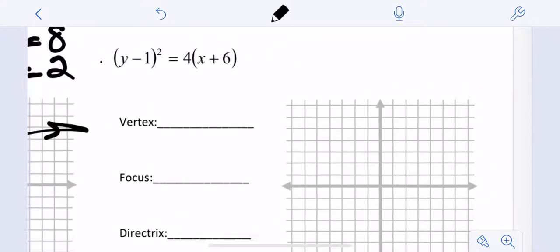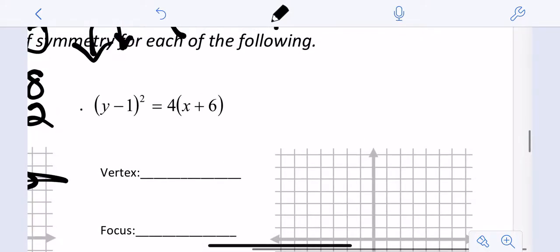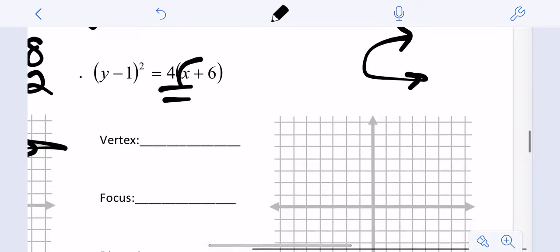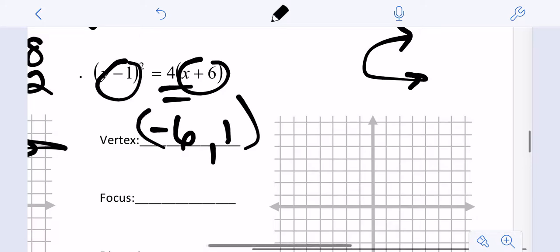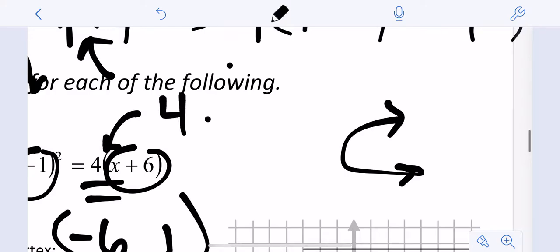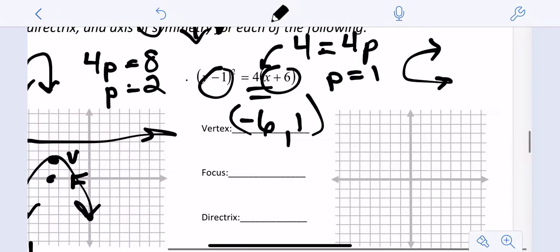All right, and then lastly, let's look at this one. I see y is squared, so this is either going to open left or right. And since this is positive, it's going to open to the right. So my vertex is going to be at -6, 1. And we know that 4 should equal 4p. So p equals 1.